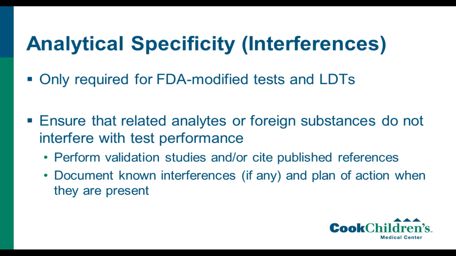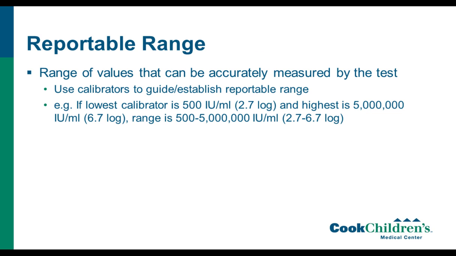You can perform these studies yourself. You can spike high concentrations of organisms into the specimen and run it and make sure it doesn't interfere. Or if there are published references, CAP says you can cite those. And if you do find any interferences, a lot of times there's not, but if you do, you have to document that and have a plan of action when they are present.